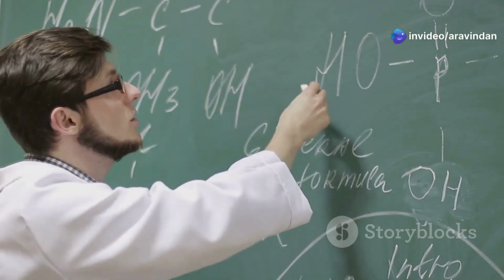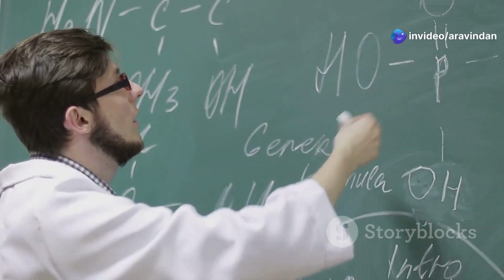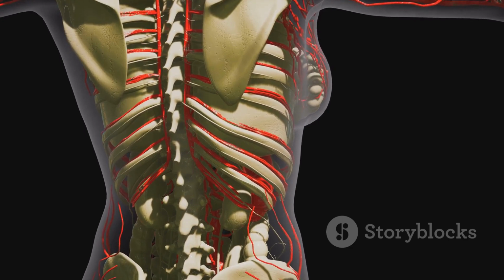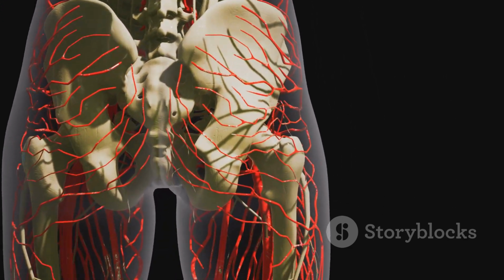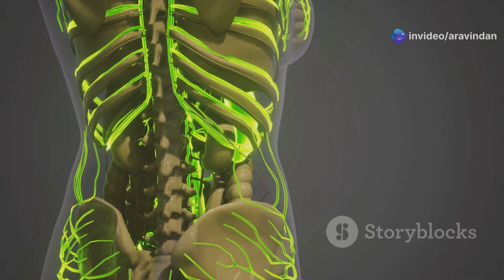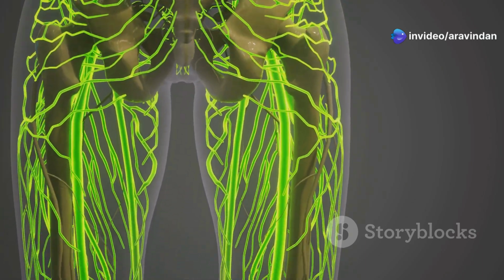Here's a handy mnemonic for remembering these branches. Very tired individuals sometimes come home. V for vertebral artery, T for thyrocervical trunk, I for internal thoracic artery, S for superior intercostal artery, C for costocervical trunk, and H for dorsal scapular artery.